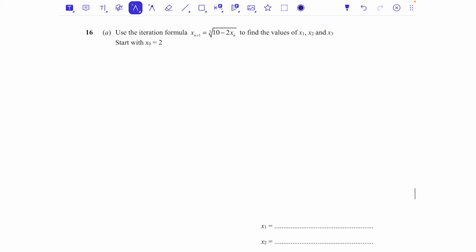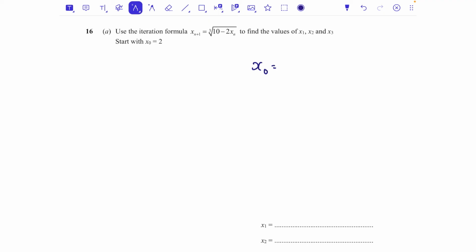They are quite difficult. Okay, question number 16. Use the iteration formula xn plus 1 is the cube root of 10 minus 2xn to find the values of x1, x2, x3. Start with x0 is 2. Now this looks so difficult, but it is just substitution. So get used to this formula. x0 is the first value that you're going to be given, and that's 2. Now x1 is just the next value of x. x2 is the value after that, and x3 is the value after that.